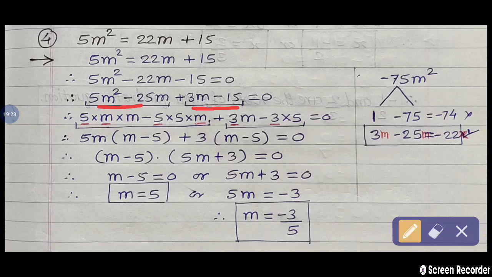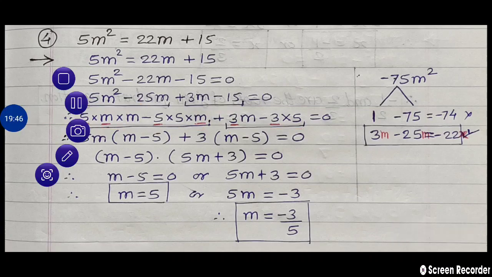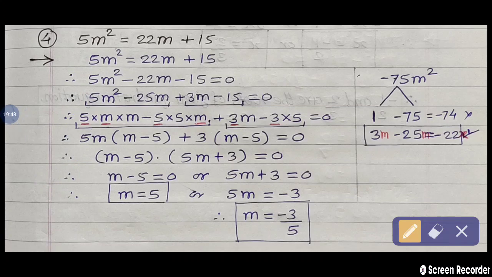5m square means, see in the next step, 5 multiplied by m multiplied by m, minus 25 means 5 multiplied by 5 and single m is there, plus 3m, 3 is a prime number, so keep it as it is, 3m, and 15 is split into 3 fives are 15. Clear? So we are forming the two groups of 2 terms, and we factorize it.